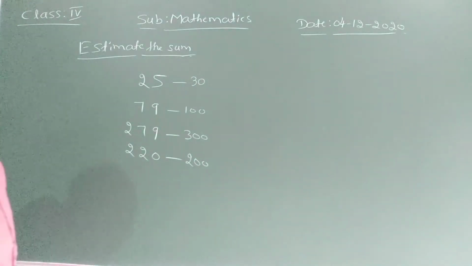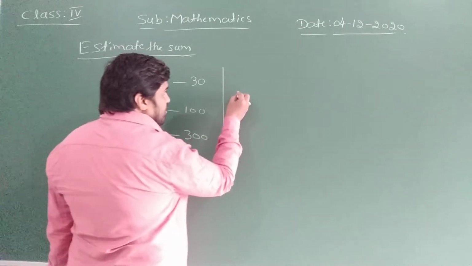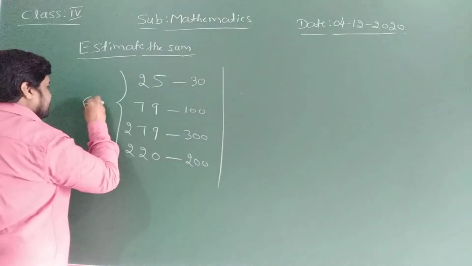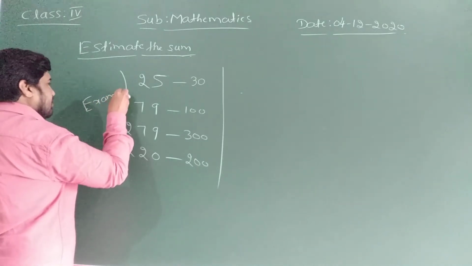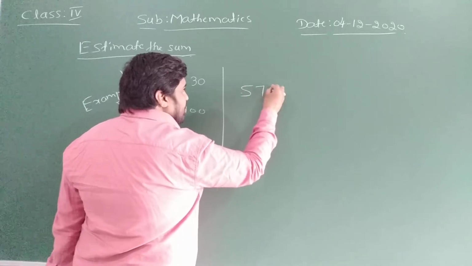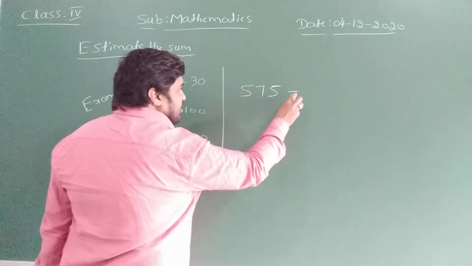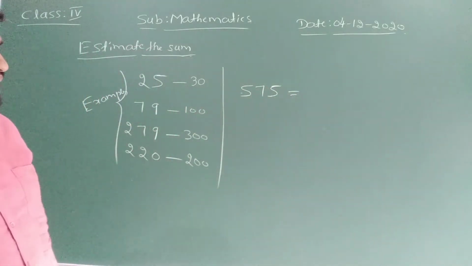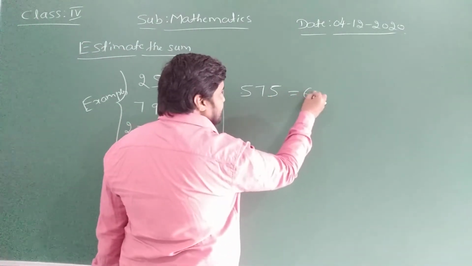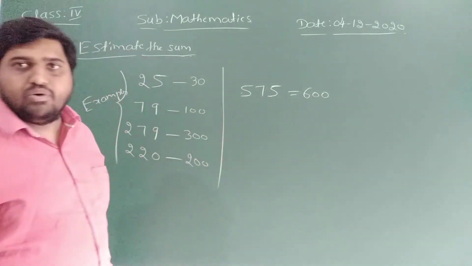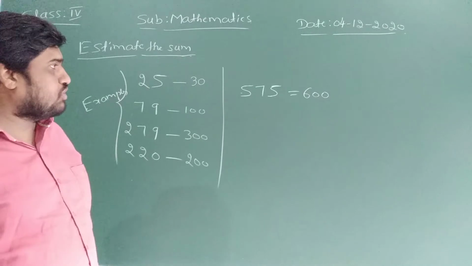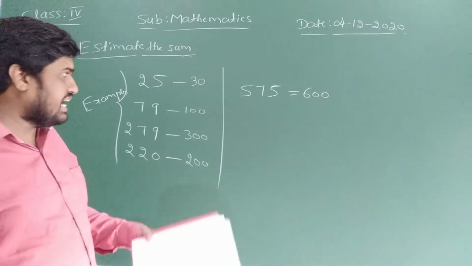Okay children, now similarly see here I will take a few more examples. See, these are all examples. Similarly, 575, how to estimate? How to estimate 575? 575 is near to 600, because I am going to round off to the nearest 100. Therefore, 575 is near to 600.